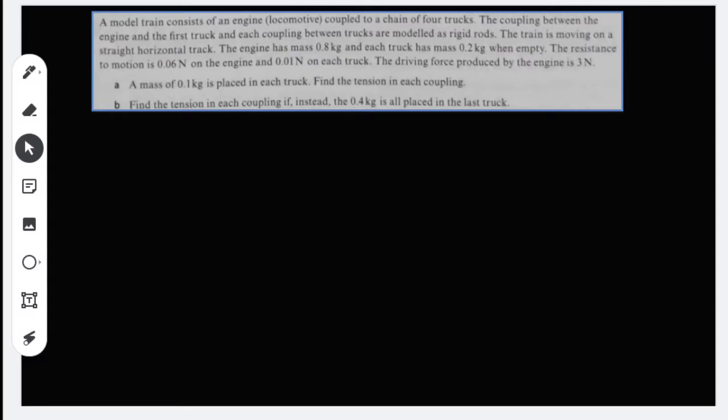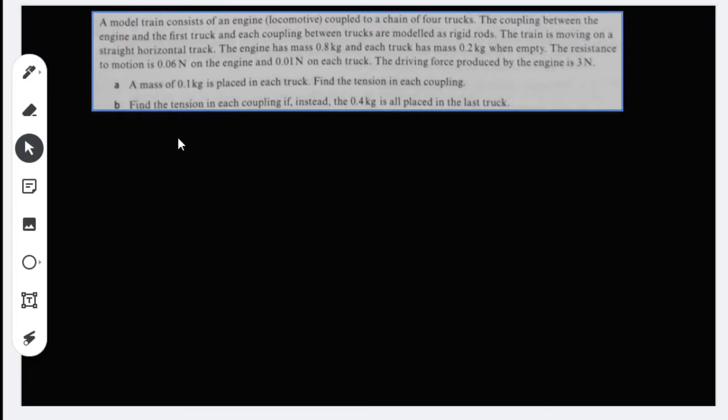So this problem is just a continuation of the previous problem that we had. This time we're going to answer letter B. Last time, in the previous problem, we were able to answer letter A, which is: a mass of 0.1 kilogram is placed in each truck. Find the tension in each coupling.